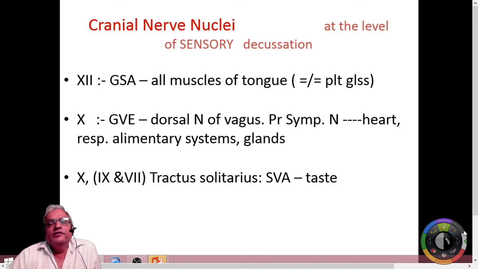Then the cranial nerve nuclei that you find at the level of the great sensory decussation are.